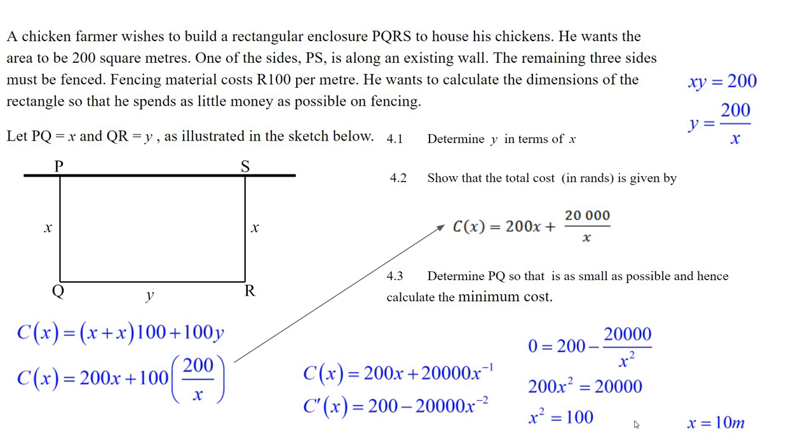So that's exactly what he should make it. He should make it 10 meters, 10 meters. They didn't ask about Y, but if we put in 10 here, Y must be 20 meters. And that's going to minimize the cost. Well, pretty tricky, eh? There you go. Question 4, all done.